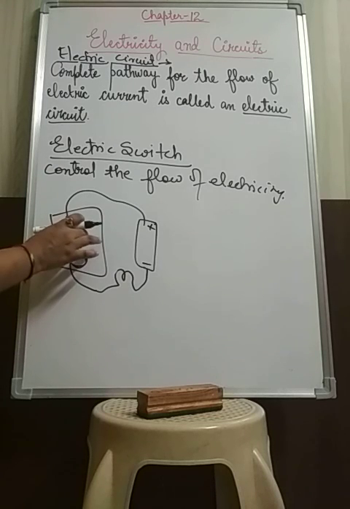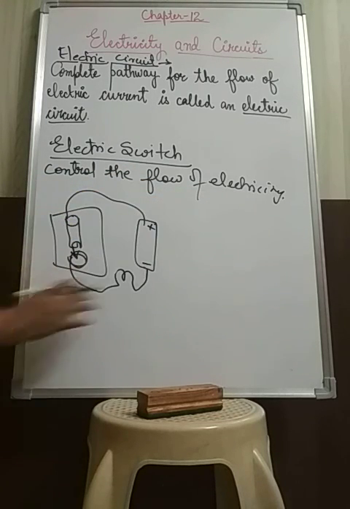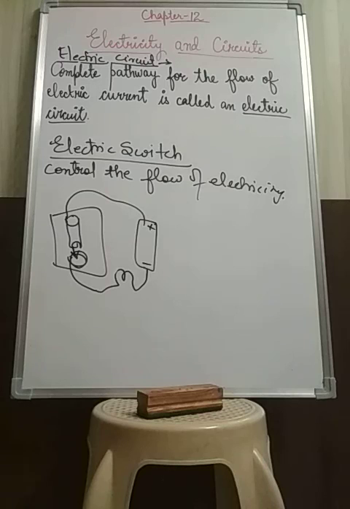So this switch is basically used to control the flow of electricity in the electric circuit. The electric switch is mainly used for lighting up bulbs, tubes, fans, etc., and is also a necessary device in electric appliances for their proper functioning. So in an electric circuit, the electric switch plays a very important role.